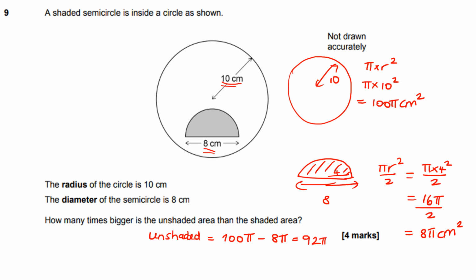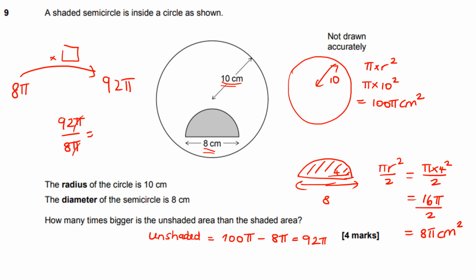So I now know that the unshaded area is 92 pi and the shaded area is 8 pi. So you need to think of it this way. You're going from 8 pi, and I'm going to times it by something to go up to 92 pi. So if I divide 92 pi by 8 pi, or you can just think of it as 92 divided by 8 because the pi's are going to simplify, that will give me the scale that I need to times it by. So that just shows me how many times bigger it is.